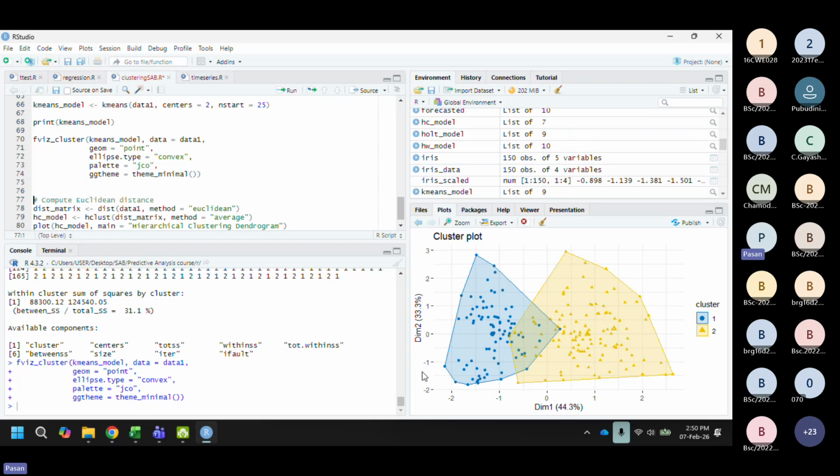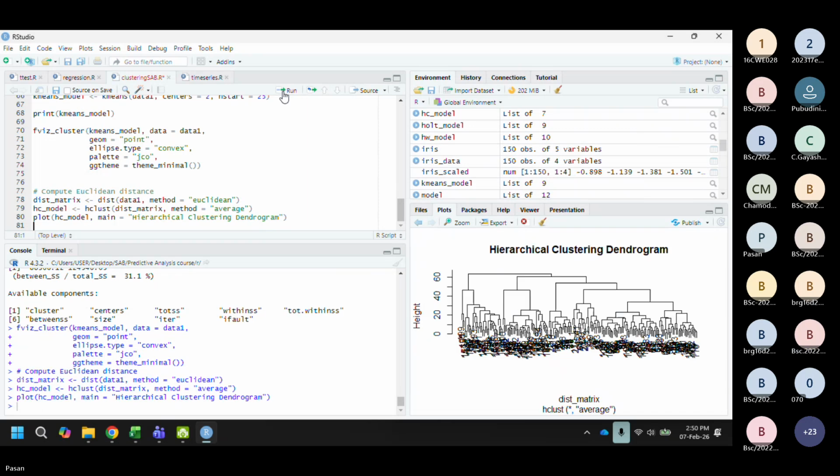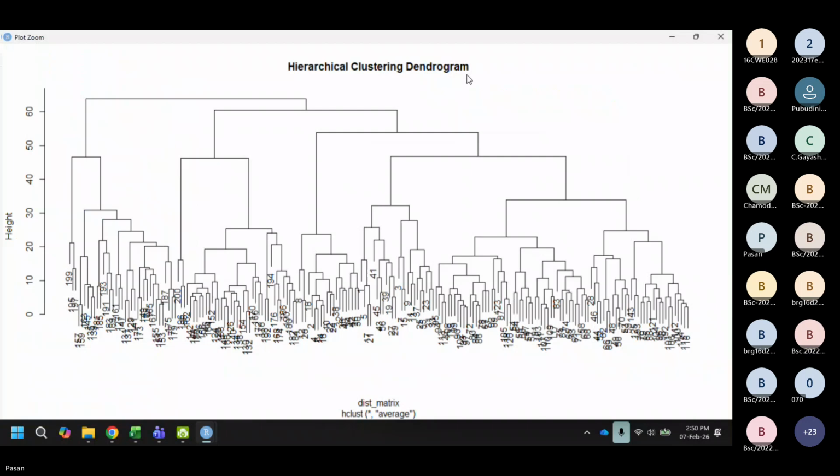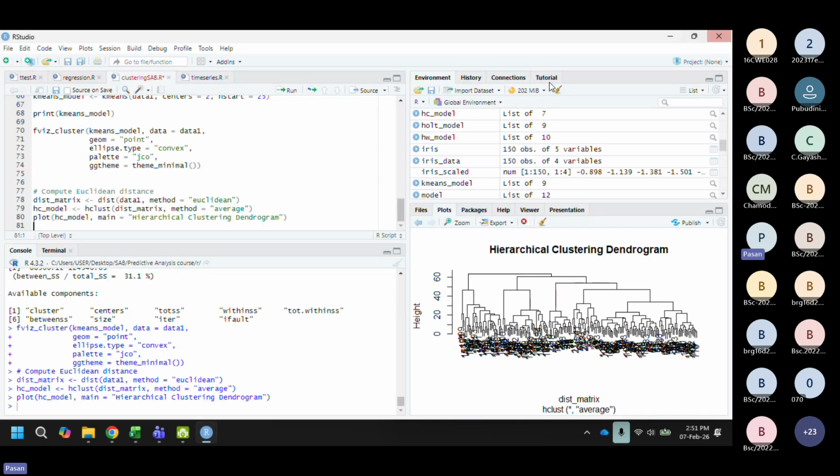If you divide them into two clusters here, you can see some overlapping. And then if you look at the hierarchical clustering on that, the dendrogram looks like this. By looking at the dendrogram, you can decide what height you would like to cut at. If you divide somewhere here, you have two clusters, and if you cut somewhere here, you have three clusters, right? So you can decide how many clusters you need.